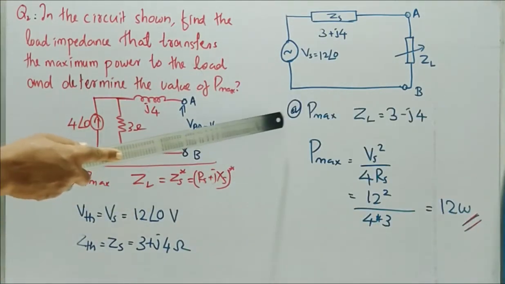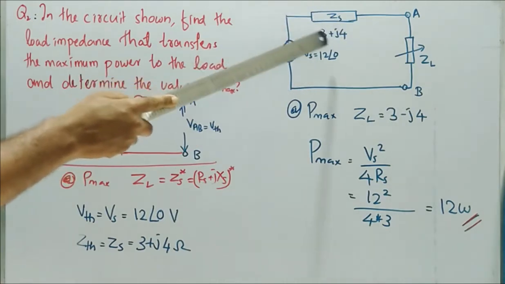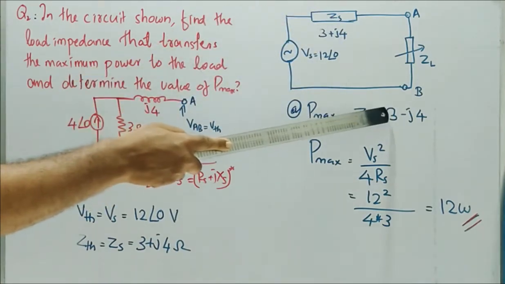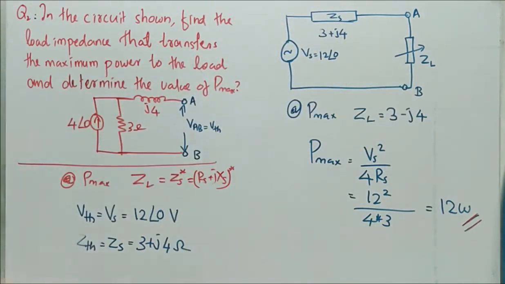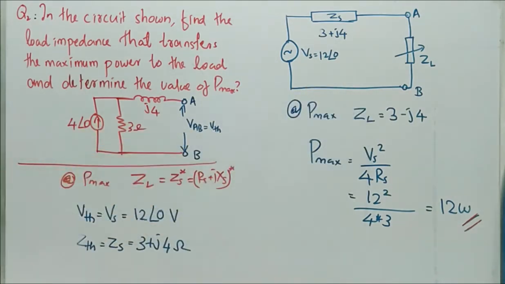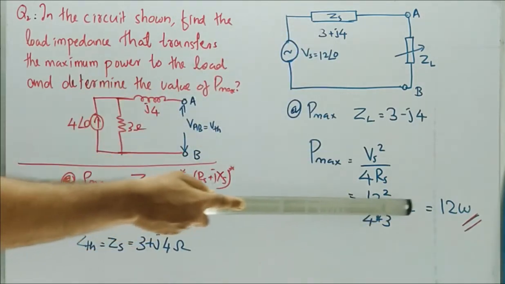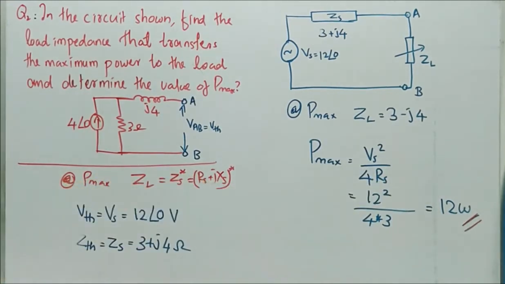So corresponding to P max, the load impedance should be the complex conjugate of this one, that is 3 minus J4. Under that condition, P max is equal to Vs square divided by 4Rs. Substituting the values of Vs and Rs, we obtain P max as 12 watt.